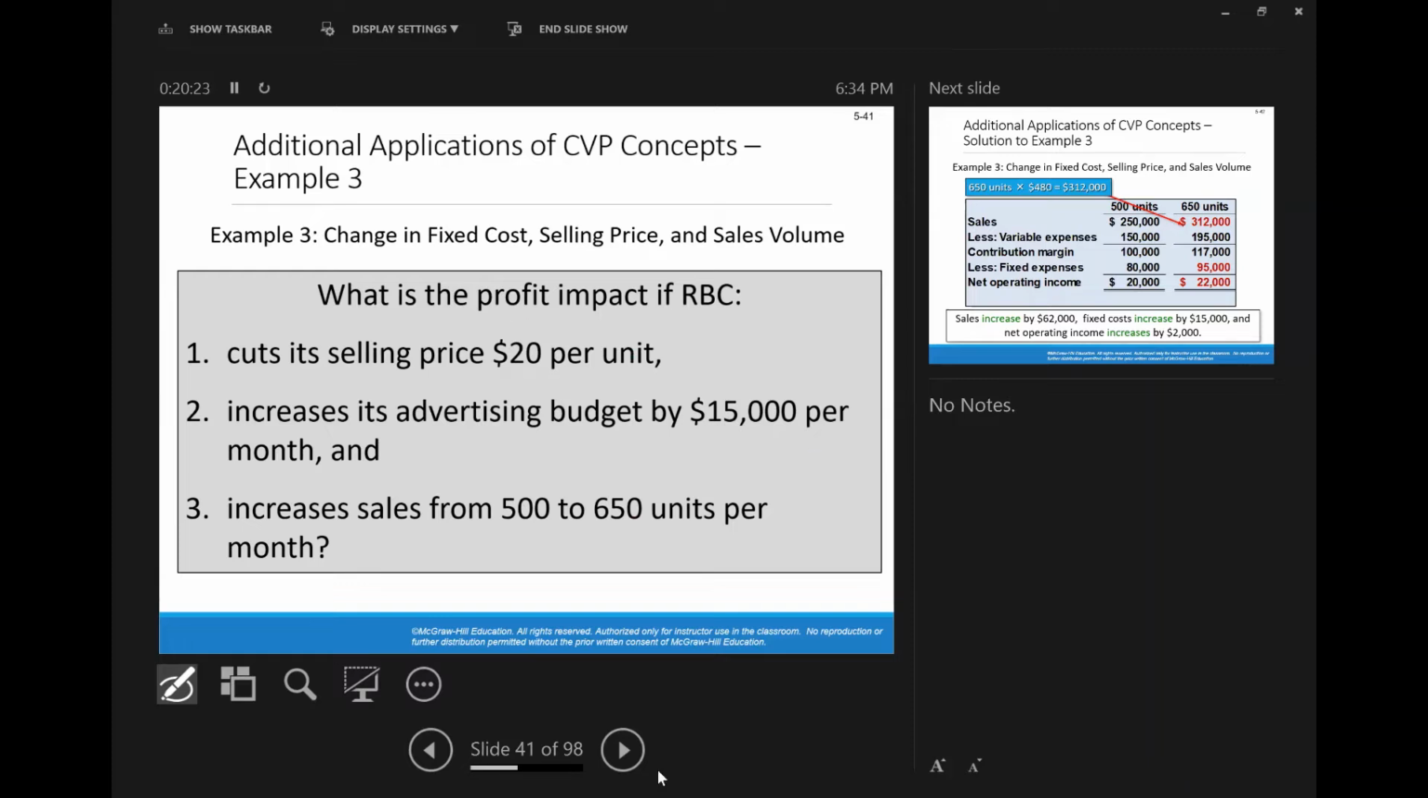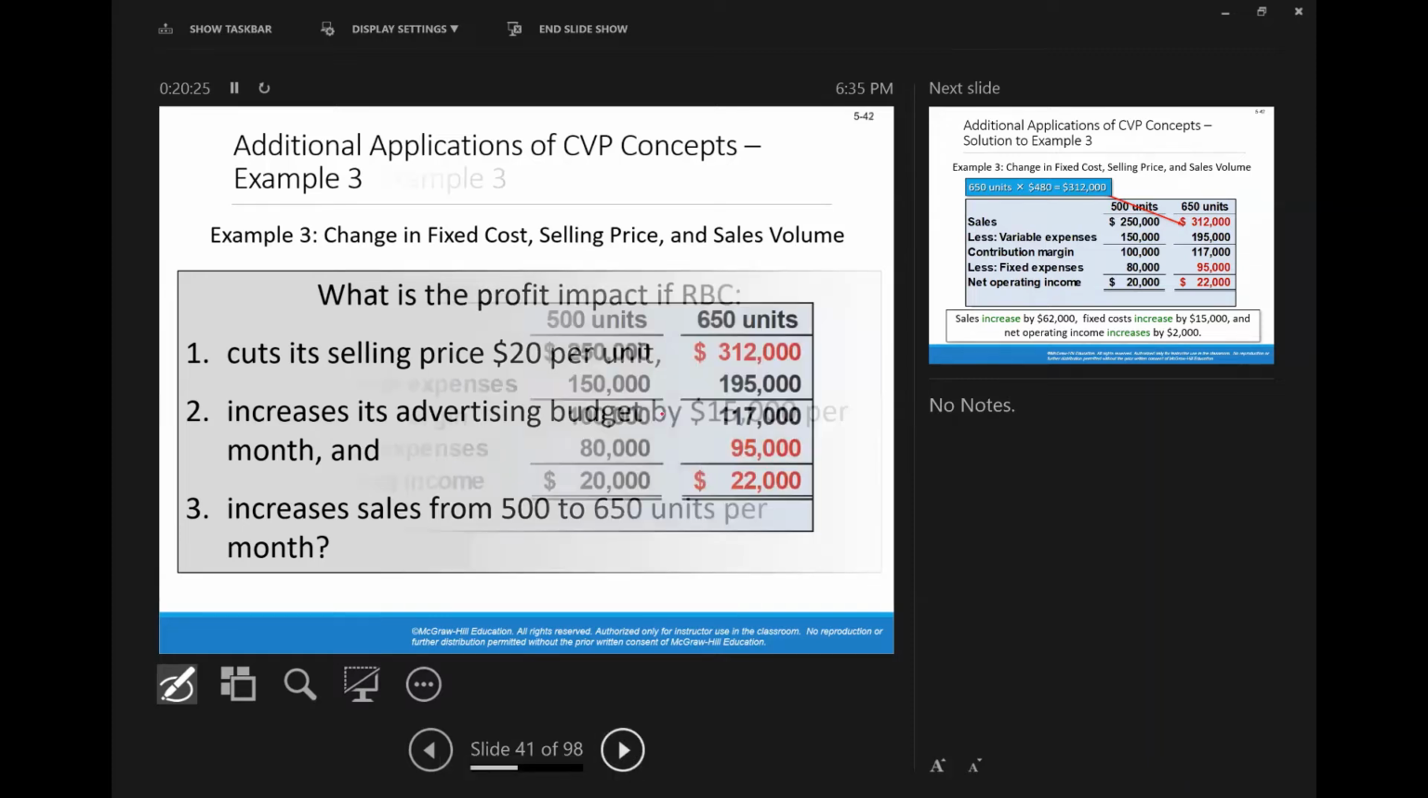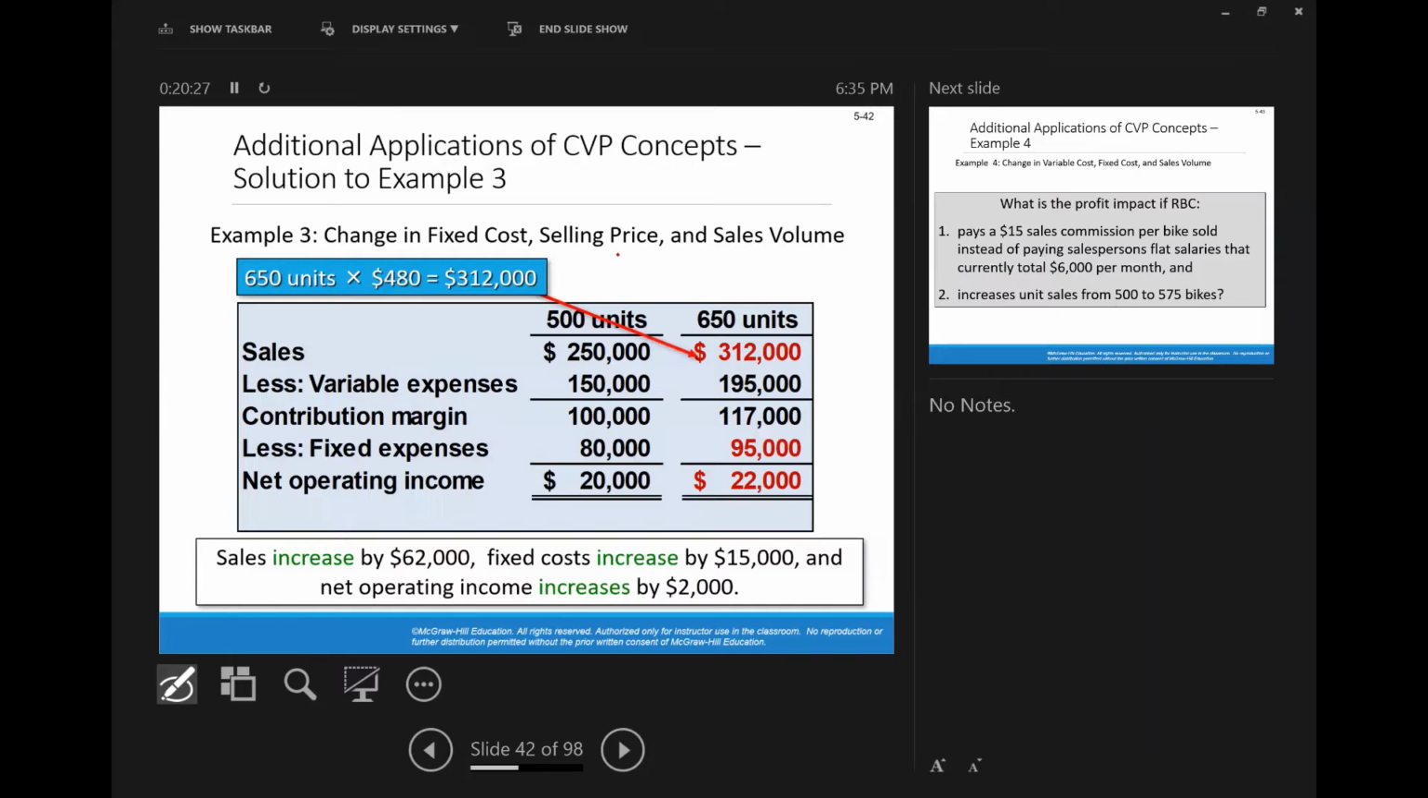All right, so we're going to look at it the long way. We have our 650 units, multiplying it now by the 480, because remember we reduced our price. Since we reduced our price, we were able to increase our quantity. So now we have revenue of 312,000. The variable expense stays the same. We didn't do any changes there. So that's just the 650 times the 300 to get the 195. So we have a contribution margin of 117.